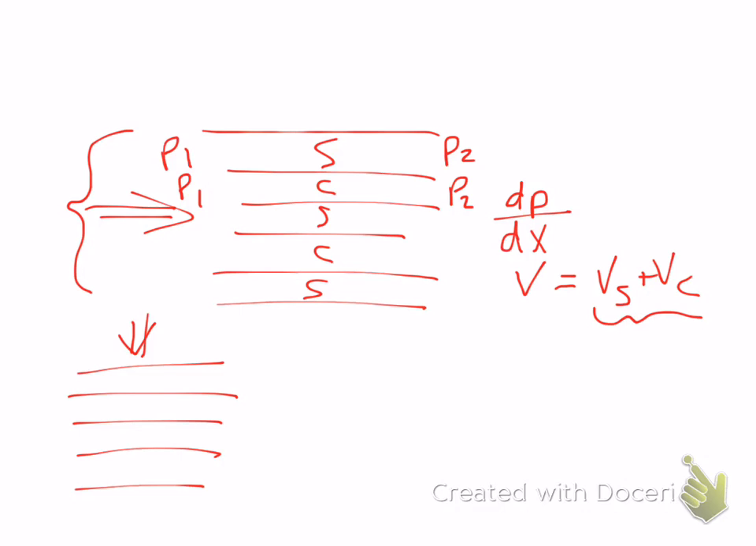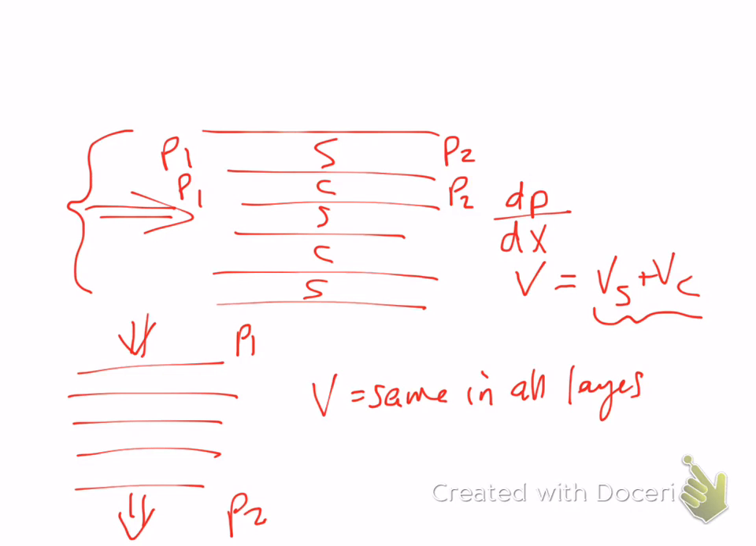In the vertical, we still apply a P1 and a P2 over the whole thing, but the volumetric flow rate has to be the same in all layers, because what goes in at the top has to come out at the bottom. So you have to be transmitting that all the way through, which means that when it's going through the sand, it's going to have less of a pressure.